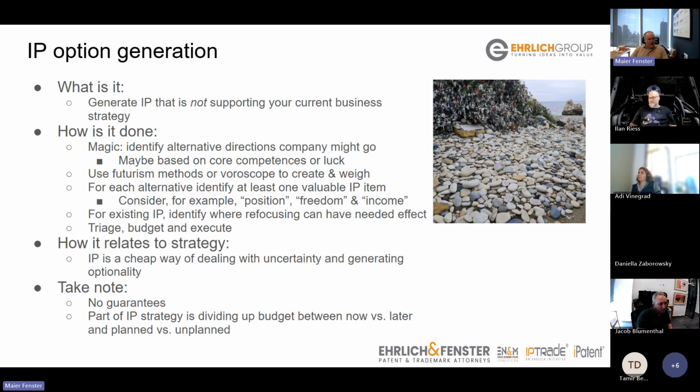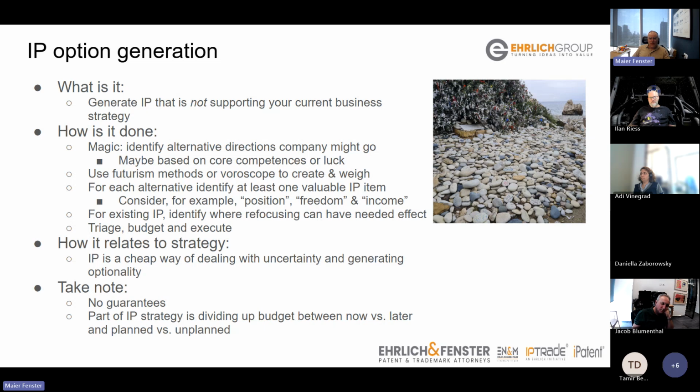Something very important to do with IP and directly connected to IP strategy is option generation. And I'm defining that as generating IP that does not support your current business strategy. And why are you doing it? Because you want to generate optionality, because you want to deal with uncertainty. Of course, you have no idea what's going to happen or if any of this IP will be valuable, and you have to decide how much of your budget is spent on it. But generating options, I believe, is a very important thing to do with IP.